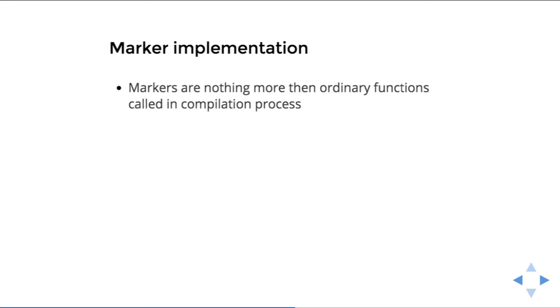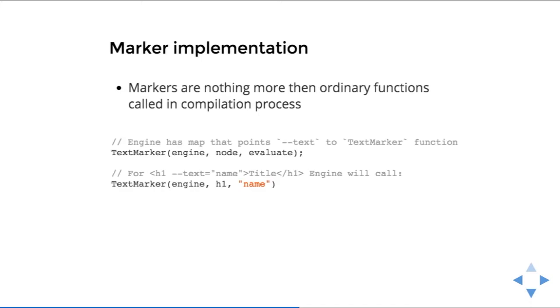So I wanted markers to be nothing more than ordinary functions that are called in the compilation process. And I explained that the compilation process is just when you initialize the engine, it goes through all your DOM, looking for these markers and running this function. So when the engine starts, it has a map that knows that the text custom attribute is mapped to the text marker function. The arguments are the engine instance, node, and evaluate. And evaluate is the attribute value.